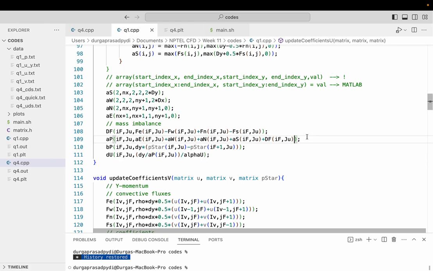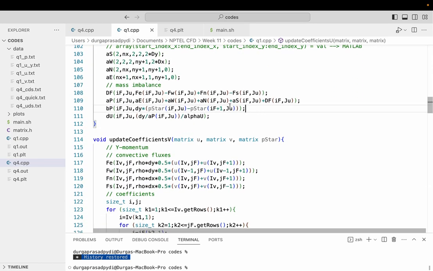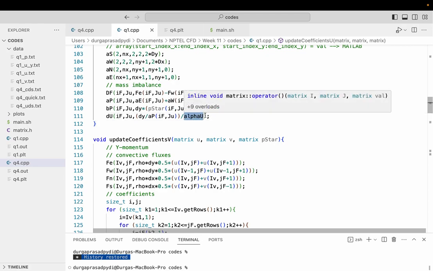And your B is your additional source terms if you have any. Here we have just the pressure term. So the pressure is P current 1 minus the P east, PP minus P east. I've just passed in a parameter called P star that stores these values, so I'm just writing P star here. And then your du is the coefficients that will go into your pressure correction equation. So that is delta y by AB divided by alpha u or alpha p. So this is your under relaxation.